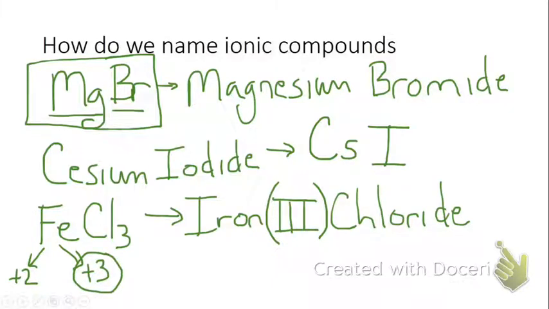And I know you're thinking, well, how in the world did we know that that was iron 3? In the next slide, we'll look up the periodic table, and I will show you how we can use that to help us determine the little subscripts on these compounds.